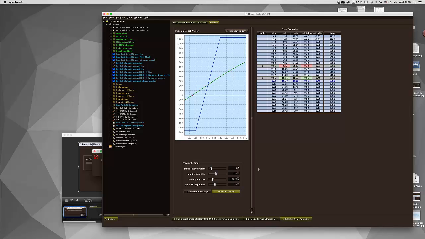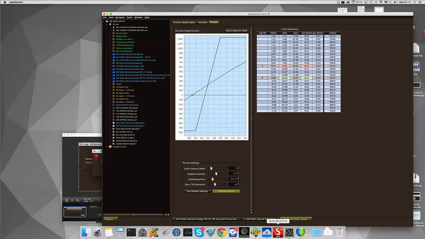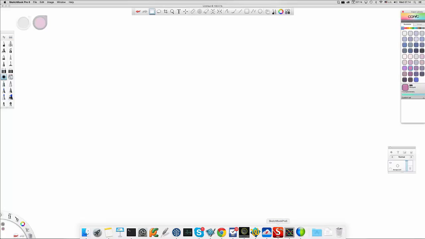Now what's missing? We're missing our directional indicator. So I'm going to leave the QuantyCarlo interface for just a moment to show you my thinking about the directional indicator, and then I'll show you how I created it. Okay?